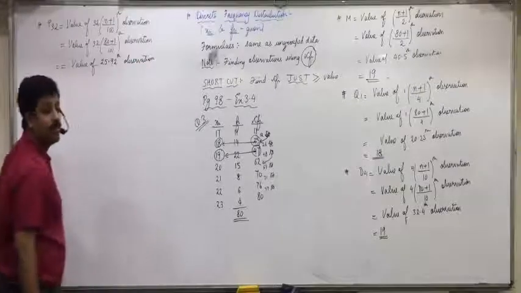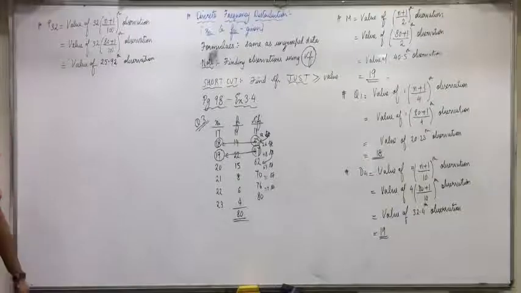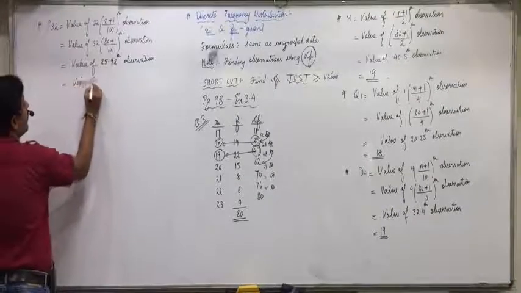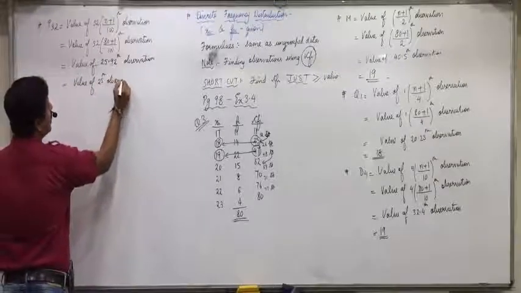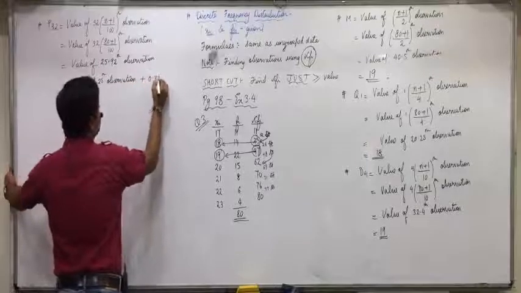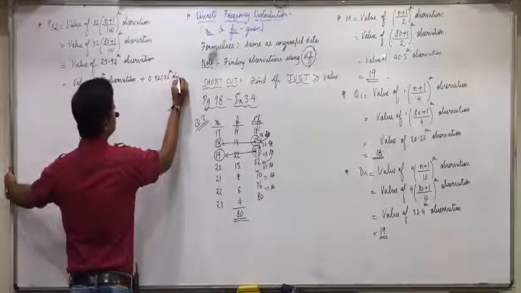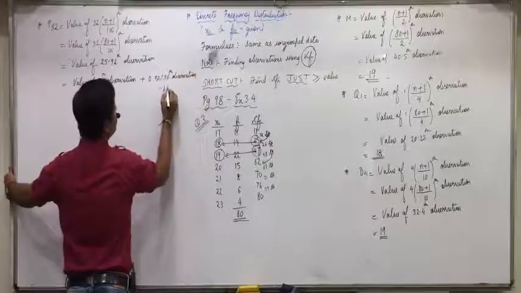Put your pens down. Now here suppose I expanded. Value of 25th observation plus 0.92. Thankfully we get this point today. Now here 25th, so 26th observation minus 25th observation.